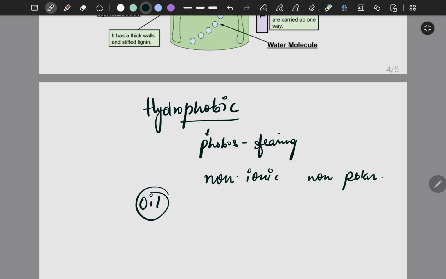Oil. If you try to mix oil with water, does it mix? No. Or any water based substance, for example vinegar, does not mix with oil in the kitchen. So why is oil hydrophobic? There are a large number of non-polar covalent bonds. So there are non-polar covalent bonds between the carbon and hydrogen.